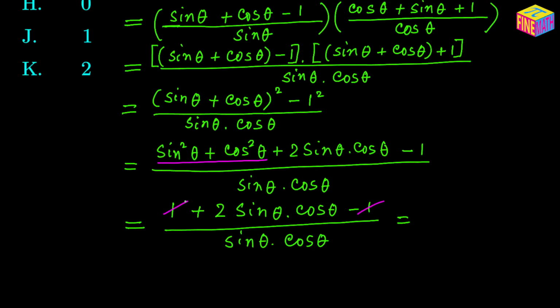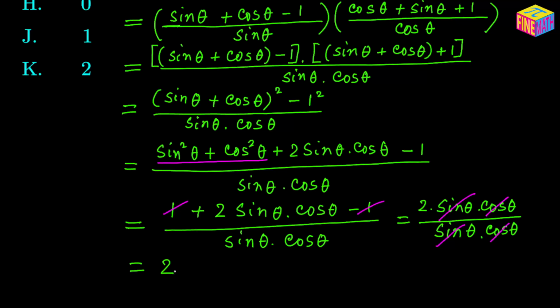So we are now left with 2 times sine of theta times cosine of theta divided by sine of theta times cosine of theta. And again the sine of theta and sine of theta will cancel each other. Cosine of theta and cosine of theta will also cancel each other, and we are essentially left with 2. And that is our answer.